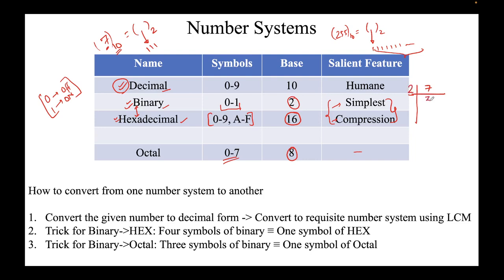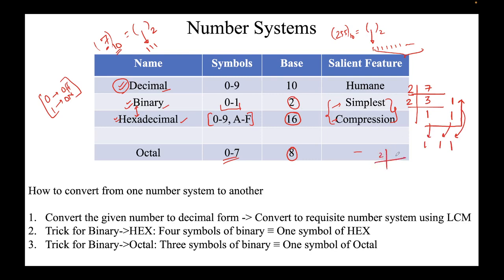So 2 3s are 6. Remainder is 1. We write the remainder on the right hand side, and the quotient here again. The divisor is 2, so 2 1s are 2, and the remainder is 1 again. If you divide by 2 again, there is no sense because it will come 0. We start writing from here to here. So our number becomes 1 1 1.